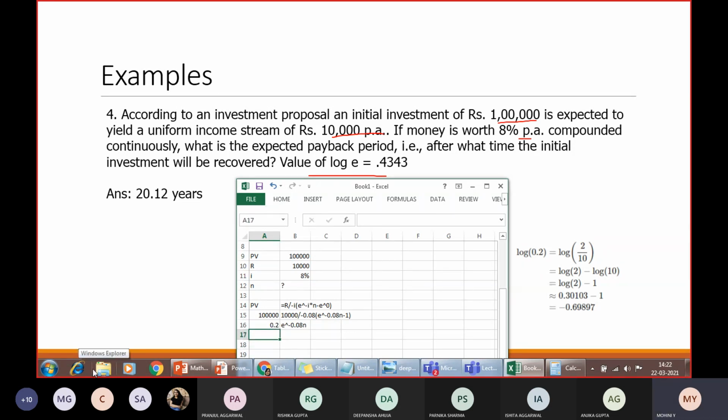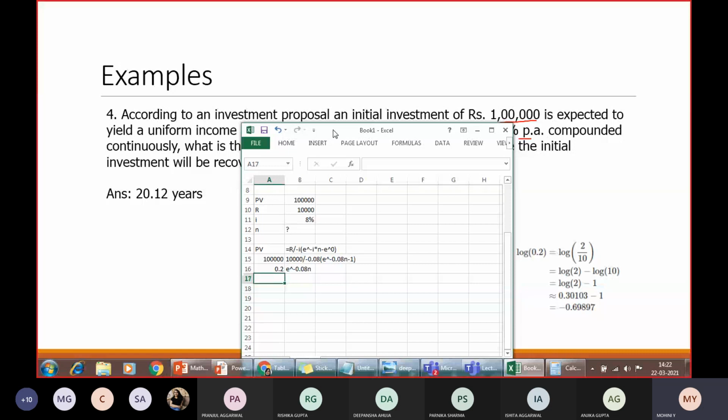ठीक है, now what we have to do, we have to take log on both the sides, right? So log 0.2 equals log e raised to power 0.08 n. Okay, now it is in the form of rules of log.